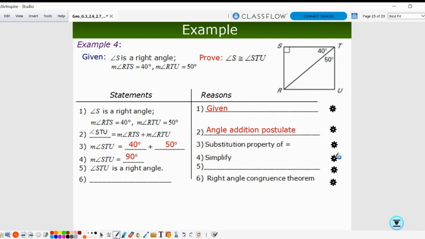We just simplified. Next, we say that STU is a right angle. That's your definition of a right angle. And lastly, if STU is a right angle, and we know that S was a right angle, they're going to be congruent because of the right angle congruence theorem.